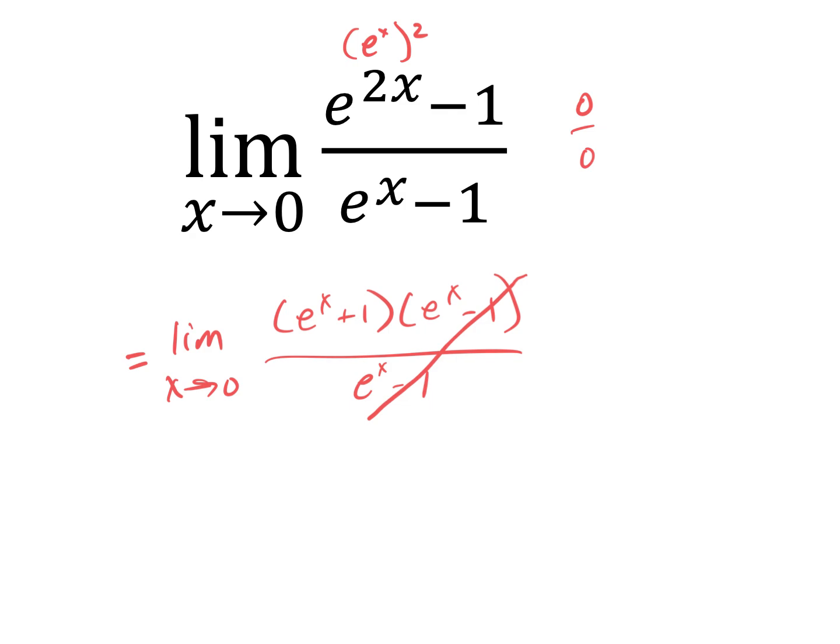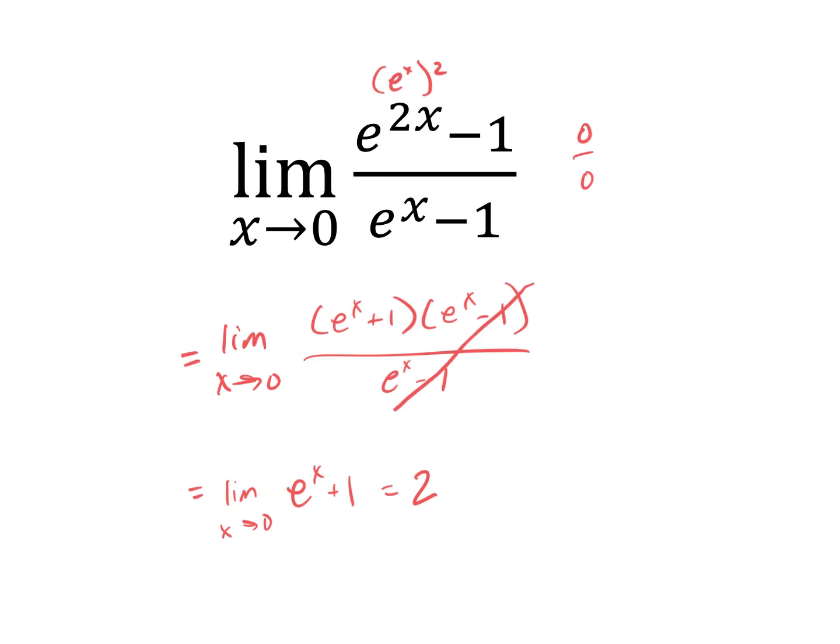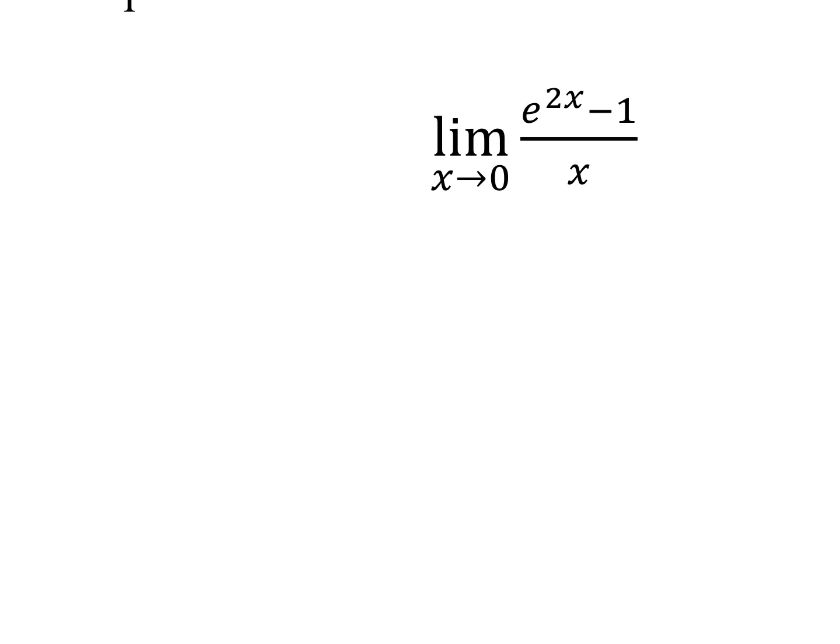Then I can cancel those out, and now I have the limit as x approaches 0 of e to the x plus 1, which is 2. The e to the x becomes a 1, and then the 1 stays a 1. Do you guys like my technical wording here? Yeah. How are we feeling? Still good? All right. And then we get to this beautiful question.